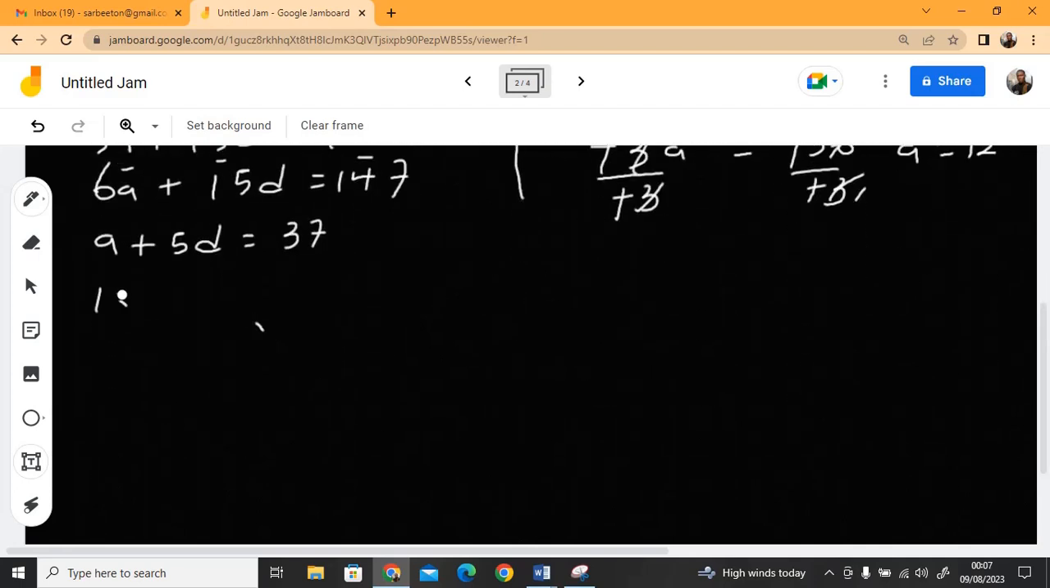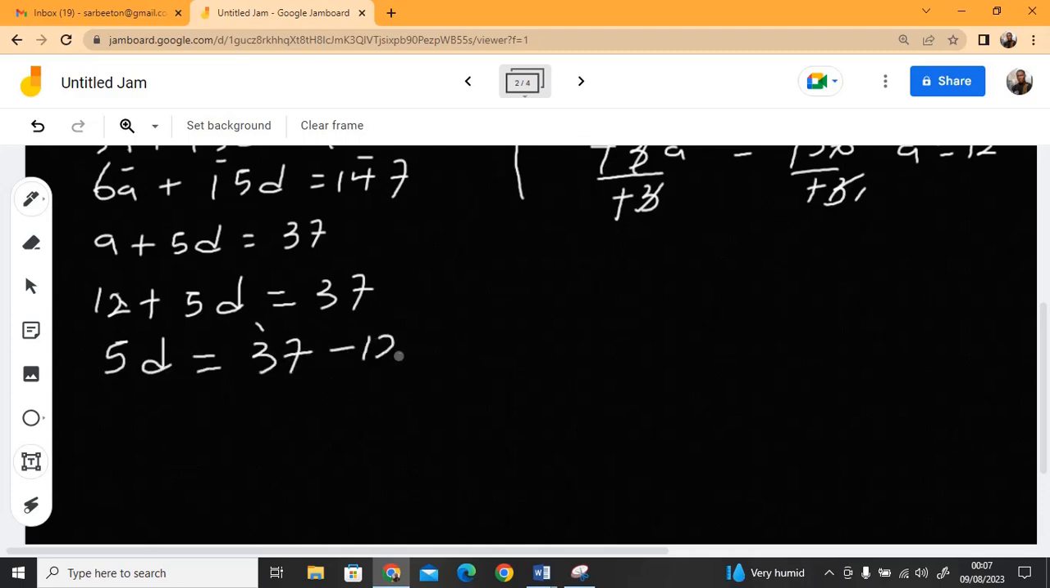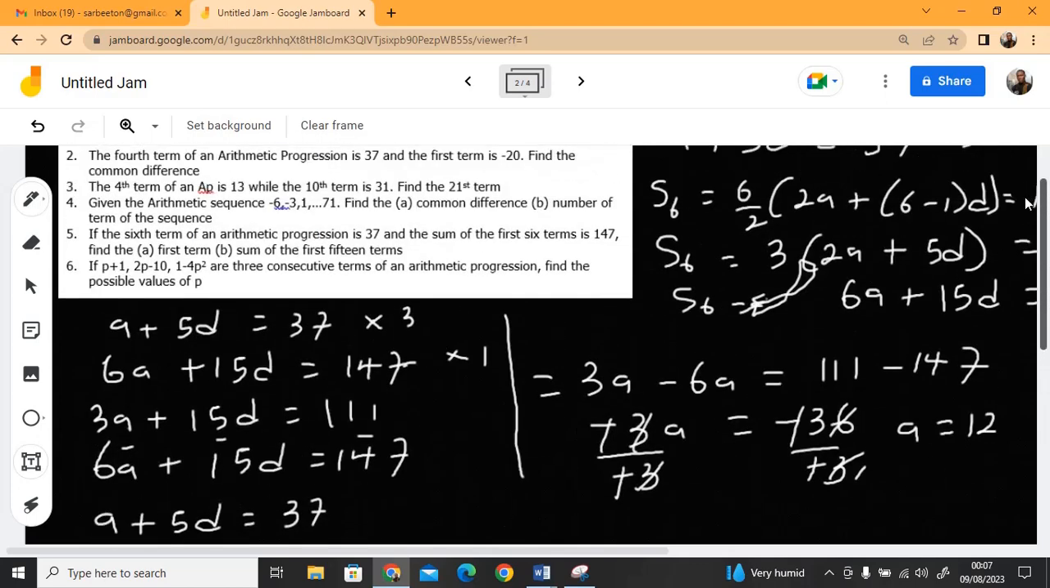That will be 12, because my a is 12. 12 plus 5d equals 37. So I'll take this to the other side. So 5d equals 37 minus 12, and 37 minus 12 should give me 25. If I'm right, I'm sure I'm right. You divide both sides by 5, I'm looking for d. So my d here equals 5.